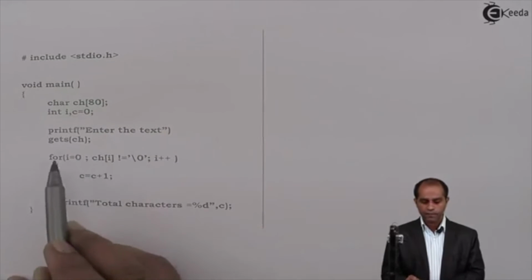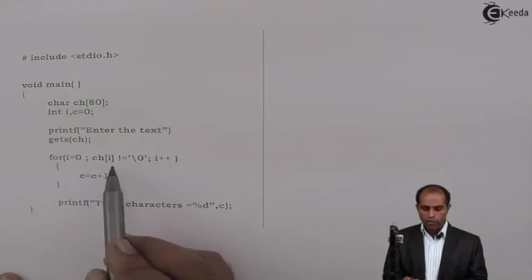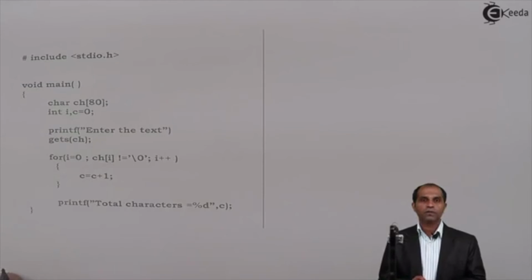So I'll say enter the text, gets ch. It will read the text in this particular ch. For i equal to 0, ch of i not equal to null, i plus plus, and then c equals c plus 1.